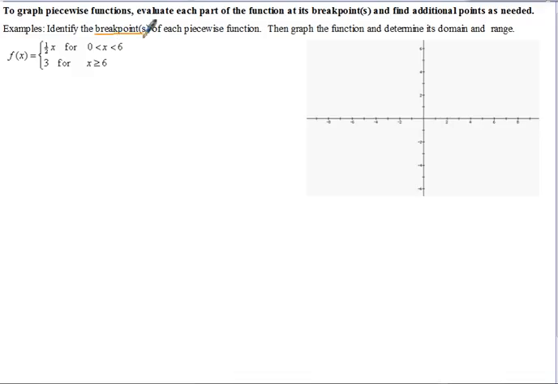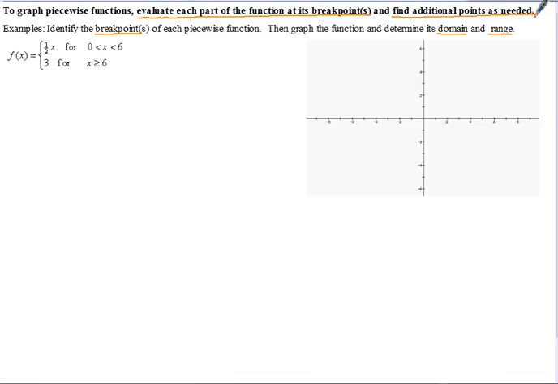Now this is not a technical term here, it's just a term I made up because as far as I know there's not a specific name for these places where the function breaks into pieces. So I call them breakpoints because they're the points where the piecewise function breaks into more than one piece. And then we're also going to determine its domain and range. But notice at the top it says to graph piecewise functions, evaluate each part of the function at its breakpoint or breakpoints, and then find additional points as needed. So I wanted to come up with a name for them because they are so important when you're graphing these piecewise functions. You need to know where the function is at these breakpoints, because that's either going to be where each piece starts or stops.